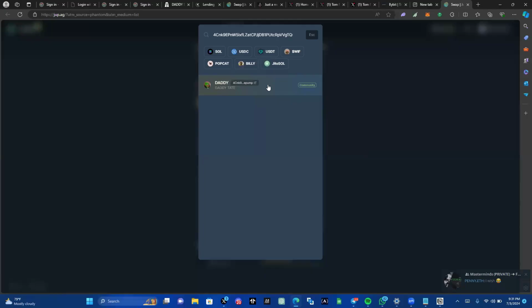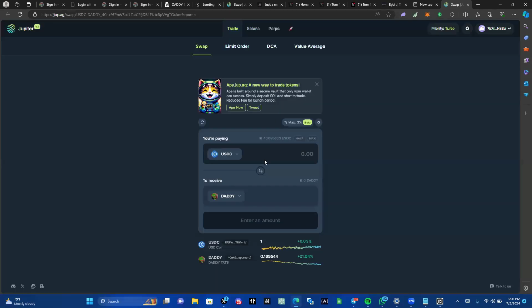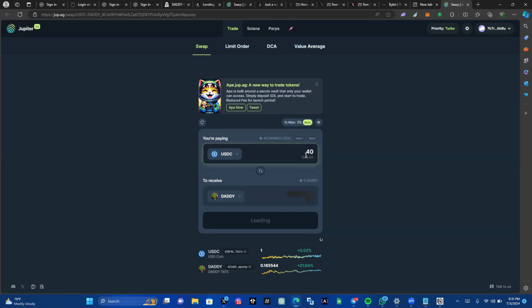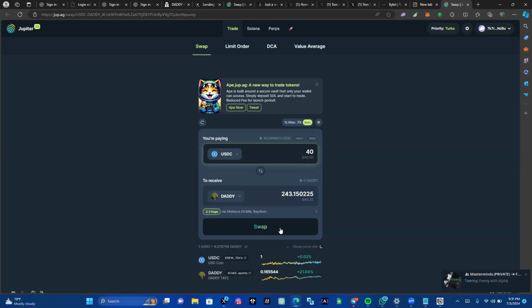Okay. You can use the contract address to get a token. If you didn't see the token, you have to paste the contract address, and then you can get the token. If I want to buy Daddy, I just put in the amount, with the USDC I have in my wallet. I put the amount of Daddy I want to buy, and then I click on swap, and I'll buy the token.